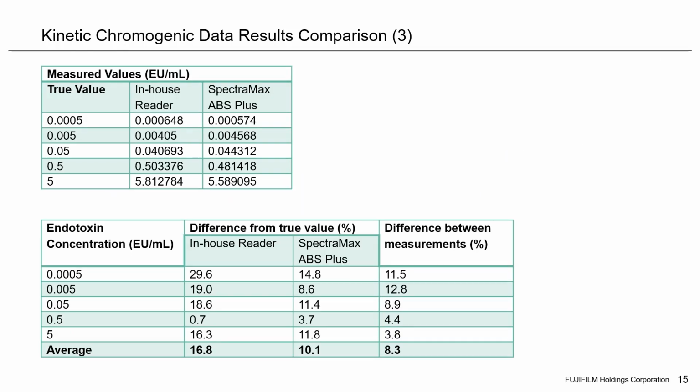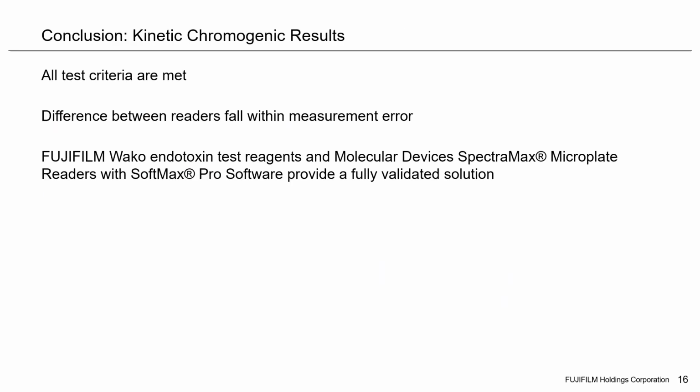But once again, when we plug in those true values and we plug in the activation times against the standard curve to get the measured values, you can see here those differences that are produced, and you can see that linear regression error. The chromogenic reagent performs, in a sense, much better even than the turbidimetric reagent did, but even the difference between measurements lie within those as well. So once again, we see that the conclusion here is that all test criteria are met.